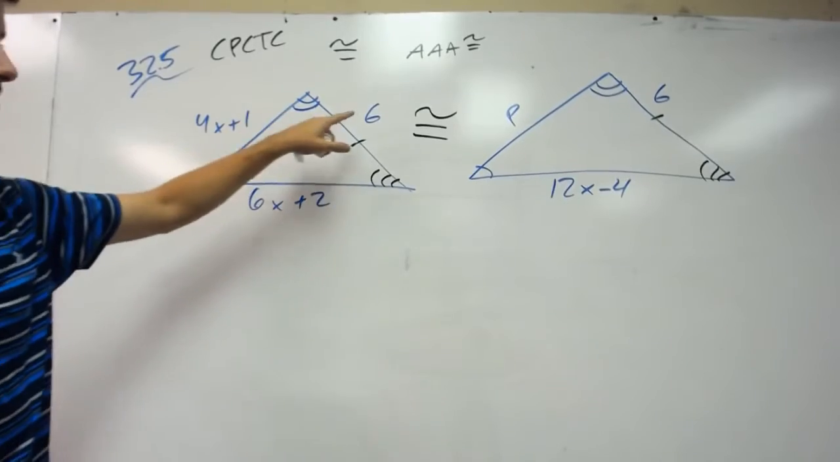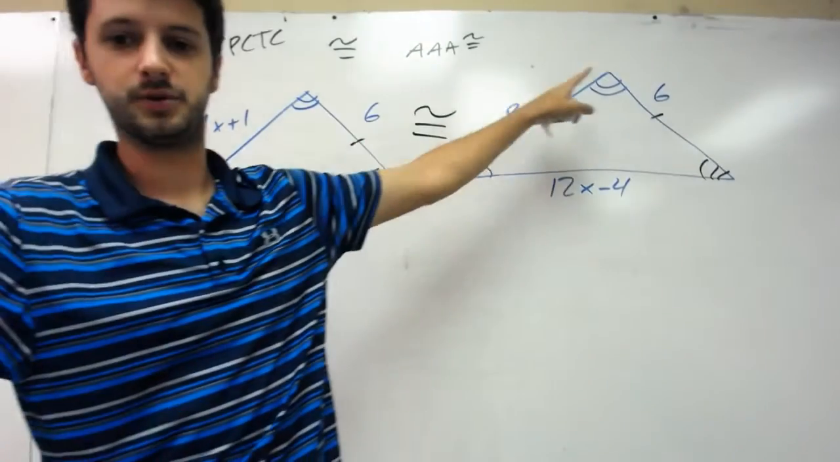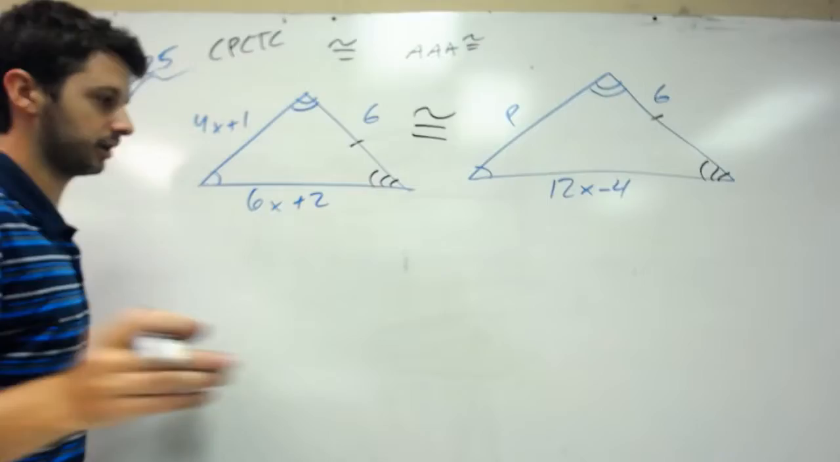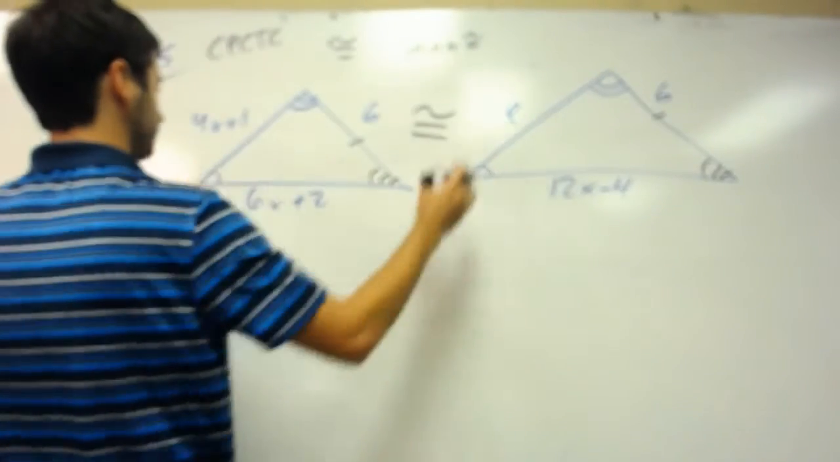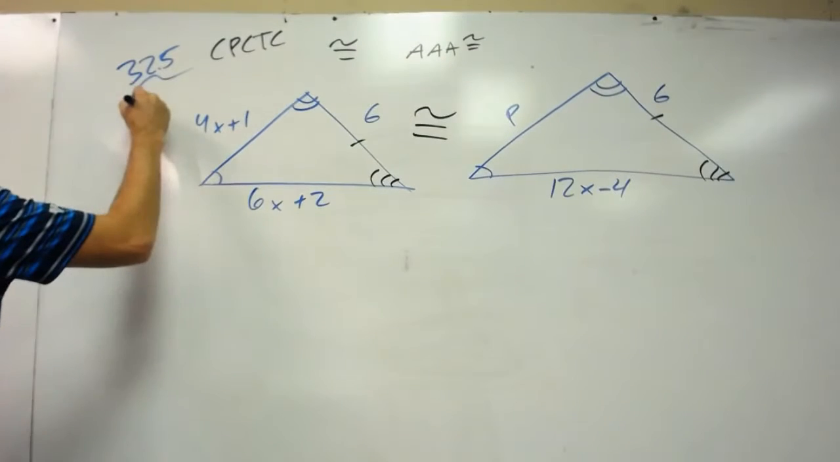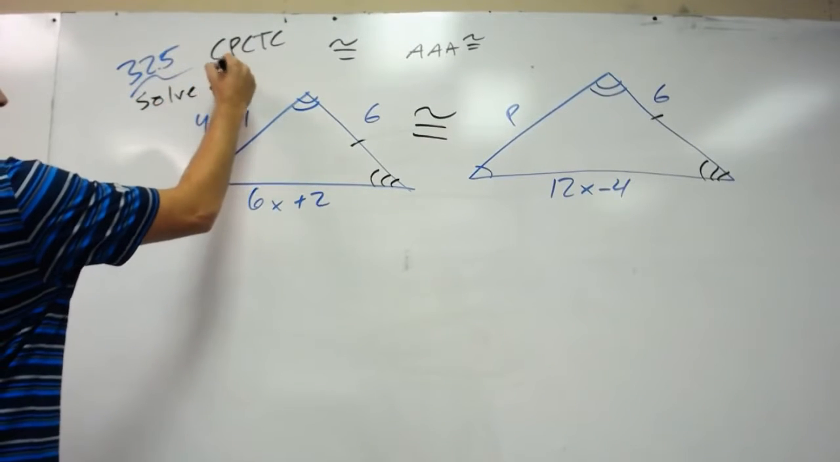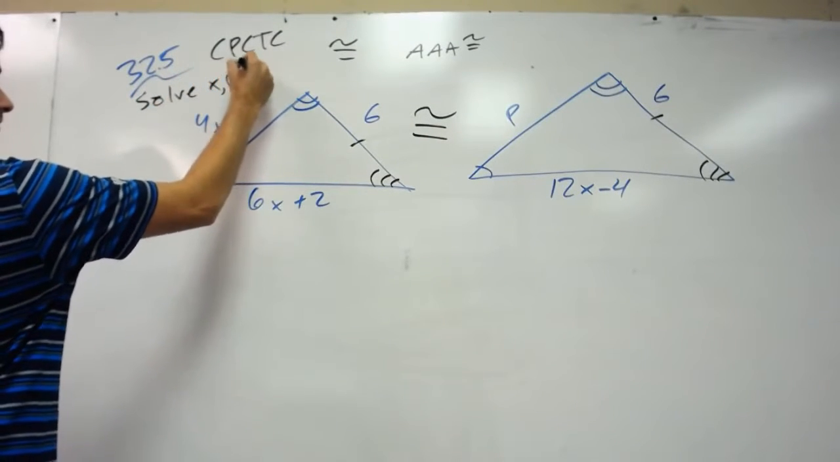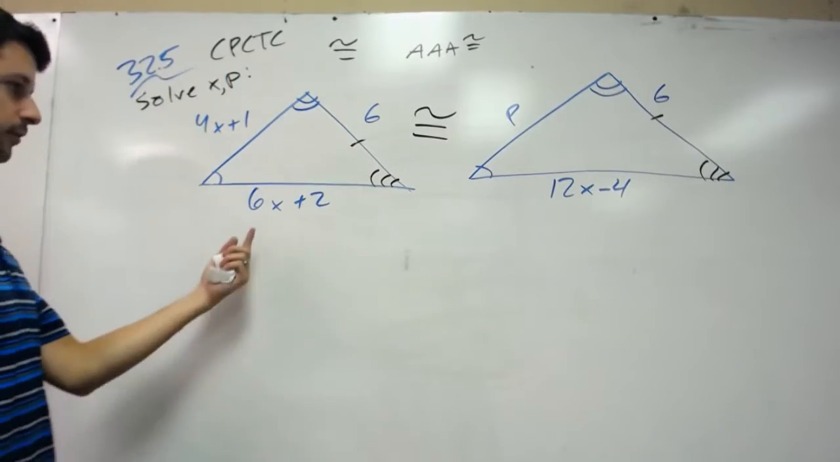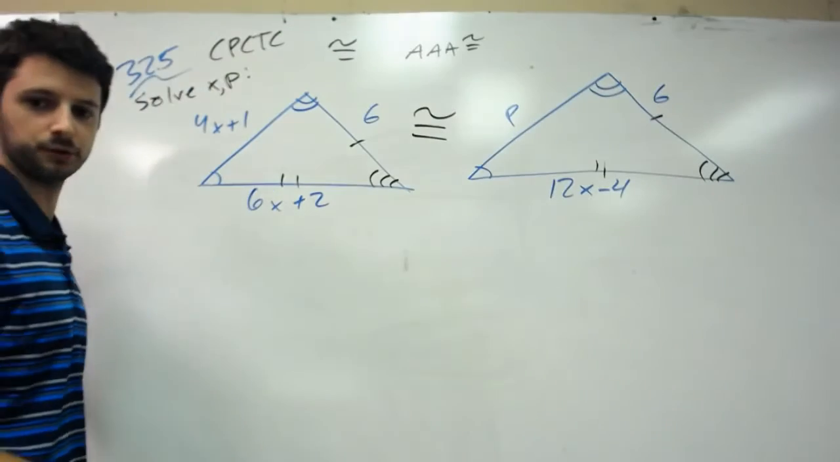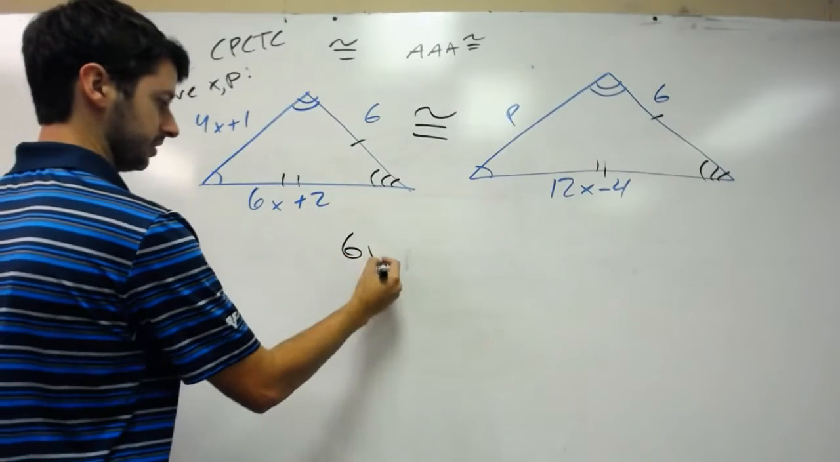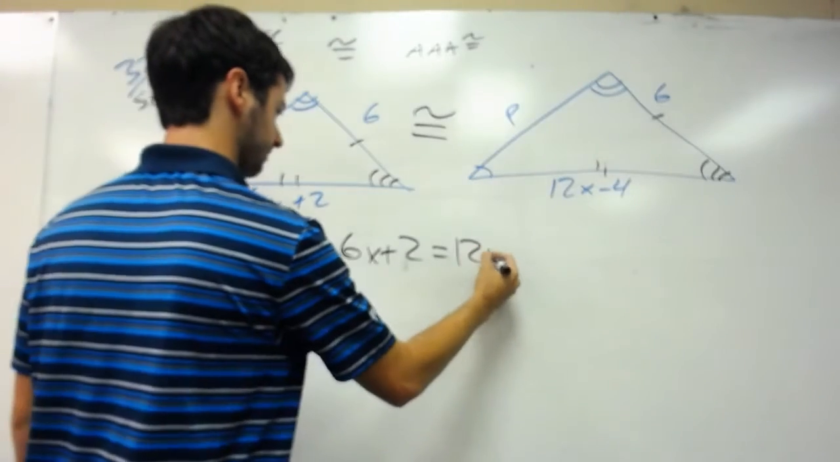You can see how side 6 over here is congruent with side 6. So therefore these sides are equal, or congruent, these sides are congruent. And we need to solve for x and p. So if we know that these two sides are congruent, we can just put them equal to each other. 6x plus 2 equals 12x minus 4.